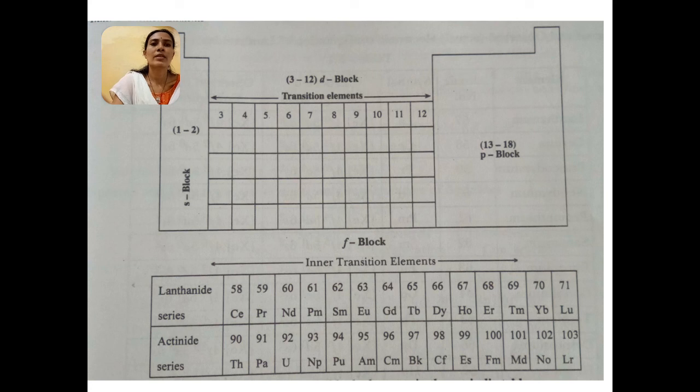This is the general outline of periodic table. At the left corner there is S block having group number 1 and 2. At the right side P block is there having group number 13 to 18, and in between S block and P block, in the middle, there is a D block, also called as transition elements, from group number 3 to group number 12, and at the bottom there is the F block, that is inner transition elements. Two series are there, lanthanide series and actinide series.